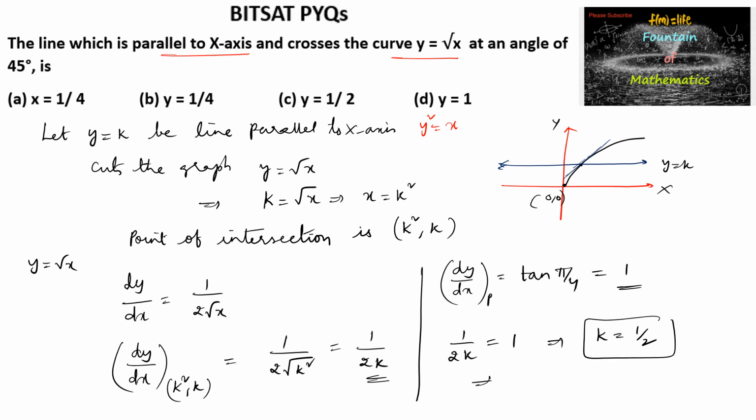So the equation of the line can be taken as y is equal to 1 by 2. Since y is equal to k is the line, we can take y is equal to half. Since it is a positive square root, only the semi curve will be there, so we'll take only the positive value. So we can go with option C.